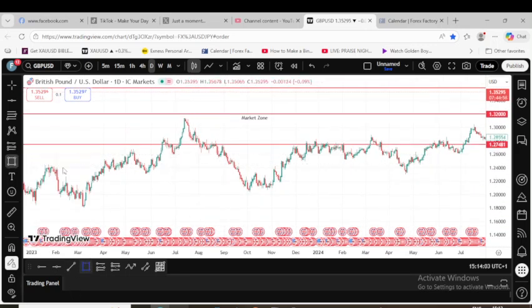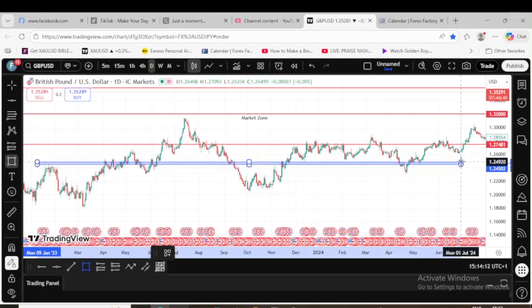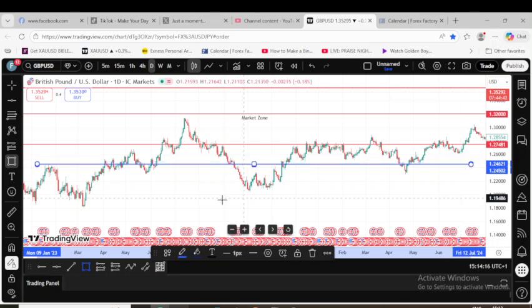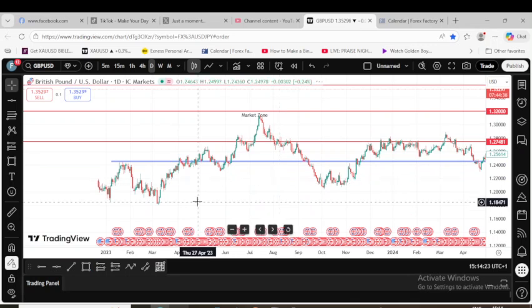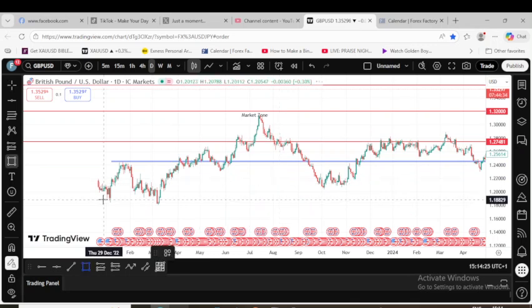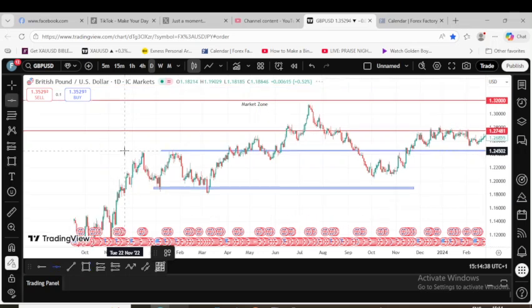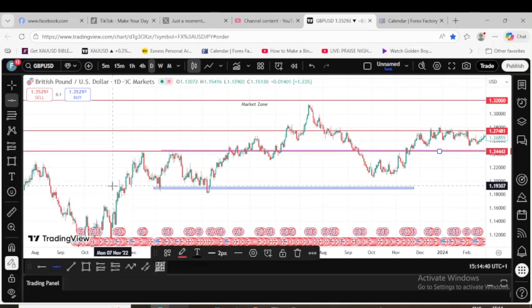Okay, so around here we can see that price has found resistance, has become support, and has become resistance around this zone multiple times. You can also see that price has found support on this level more than twice, at least twice I mean. So each of these levels would act as our market zones.